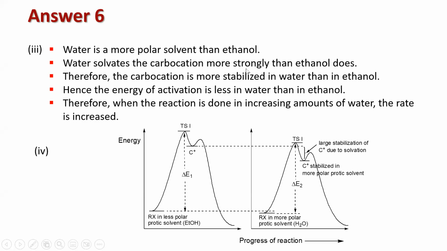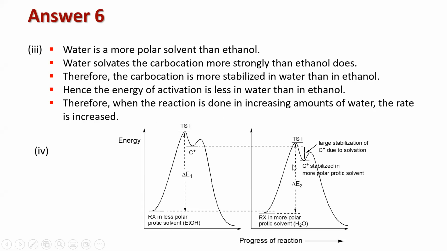Water solvates the carbocation more strongly than ethanol does. Therefore, the carbocation is more stabilized in water than in ethanol. Hence, the energy of activation is less in water than in ethanol. Therefore, when the reaction is done in increasing amounts of water, the rate is increased. Water is more polar than ethanol. That you have to know, right?